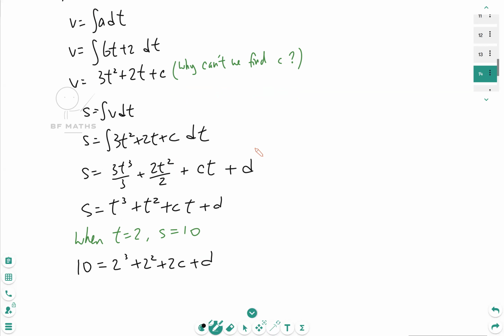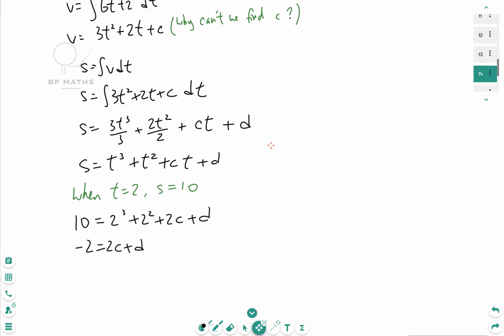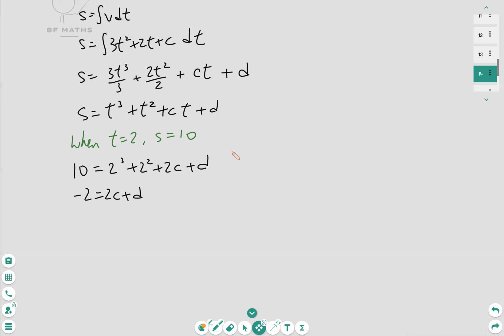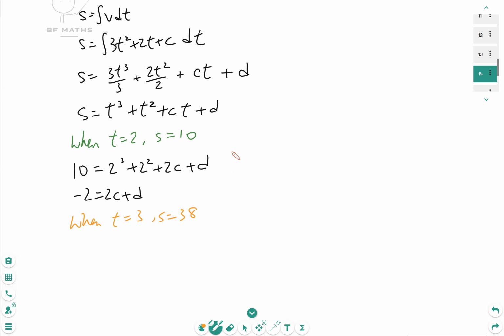You can simplify the algebra in here. You get minus 2 equals 2c plus d. Right? Next one, the orange one. When t equals 3, s equals 38. So sub it in. So 38 equals 3 cubed plus 3 squared plus 3c plus d. Simplify the algebra. You get 2 equals 3c plus d.